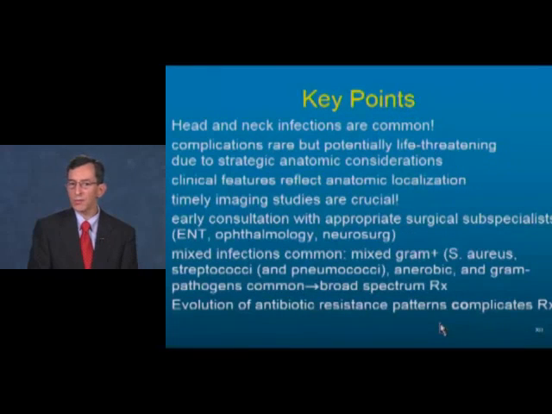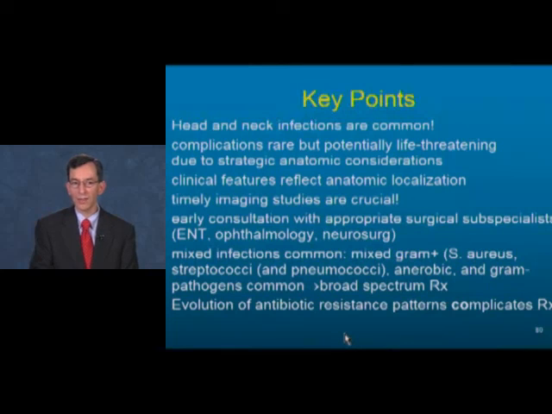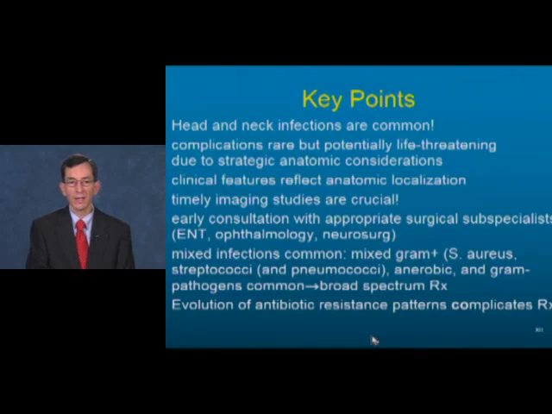I will close by just reviewing the introductory key points, which is that head and neck infections are actually rather common. For example, mastoiditis occurs in about 1 of 1,500 cases of acute otitis media. It may not be a lot for an individual pediatrician, but for a busy practice, it starts to add up. These complications are rare, but potentially life-threatening because of their strategic anatomic localization.